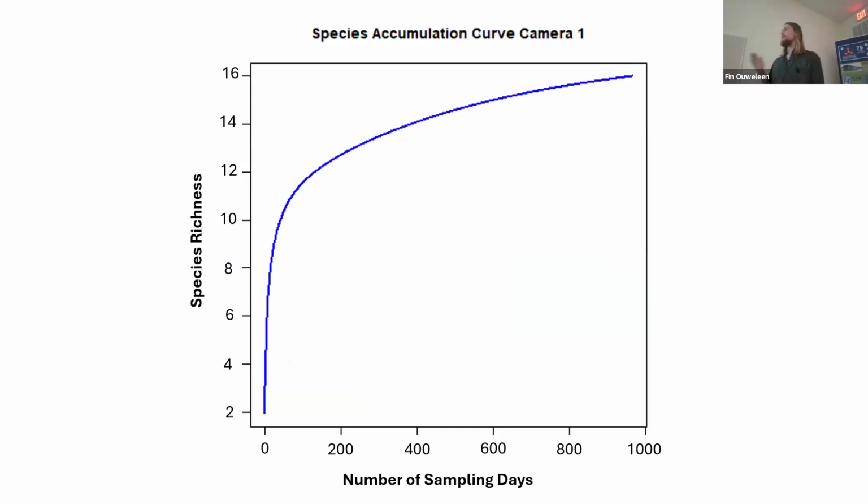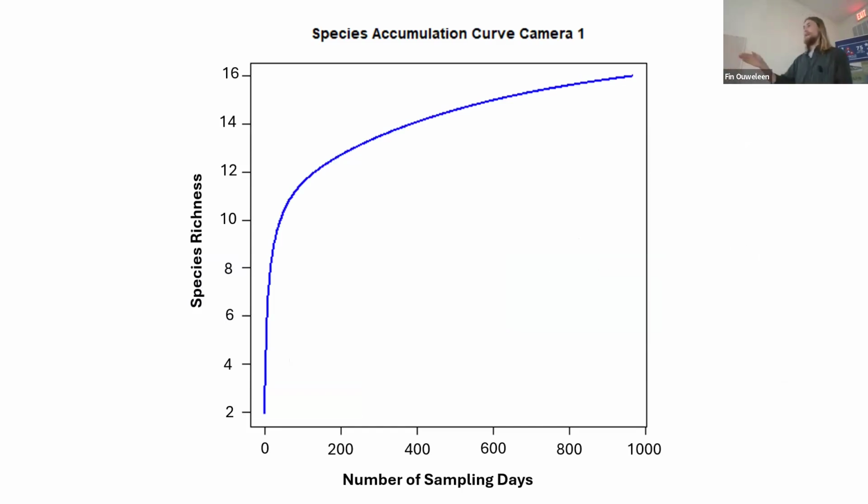So before we do any analysis, we want to make sure that our cameras were out long enough to start doing statistics with it. So this is a species accumulation curve. On the x-axis, we have sampling effort. In this case, it's the number of days that a camera was left out. On the y-axis, we have species richness, which is just how many different species it saw. And this is just for camera 1.